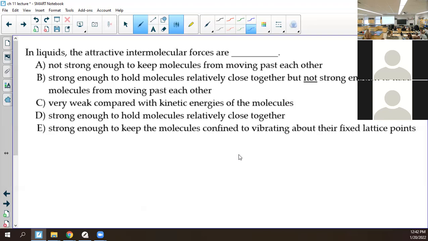All right, I'm gonna go for it. This one, there's one that's kind of right and one that's way right, in my opinion. In liquids, the attractive intermolecular forces, anyone think it's A? Anyone think it's B? Does anyone think it's C, D? Okay, so the answer is B.